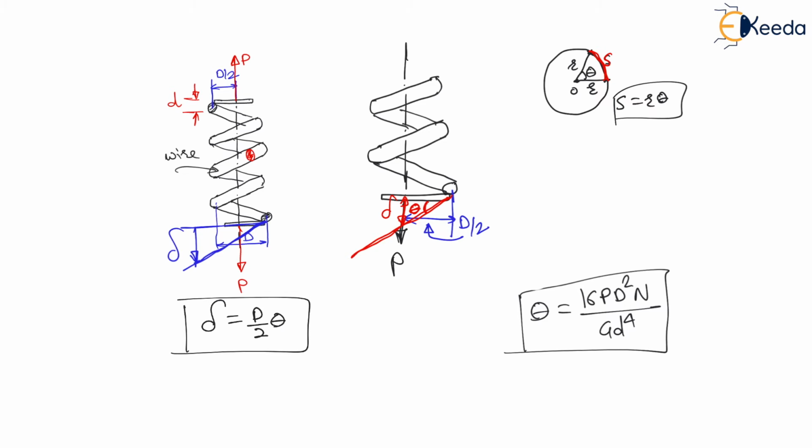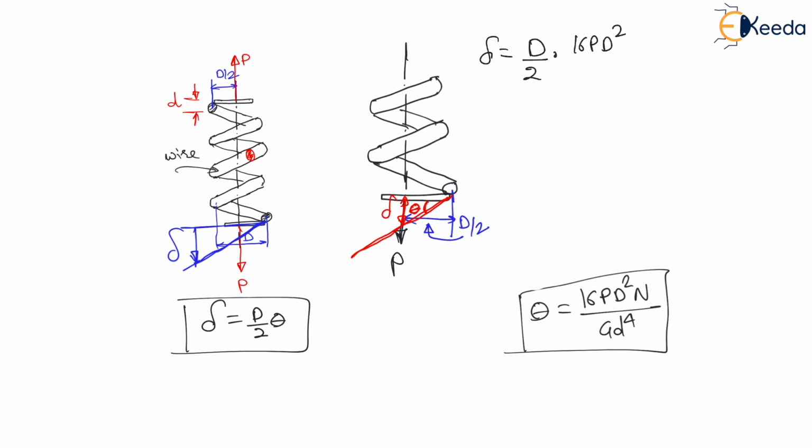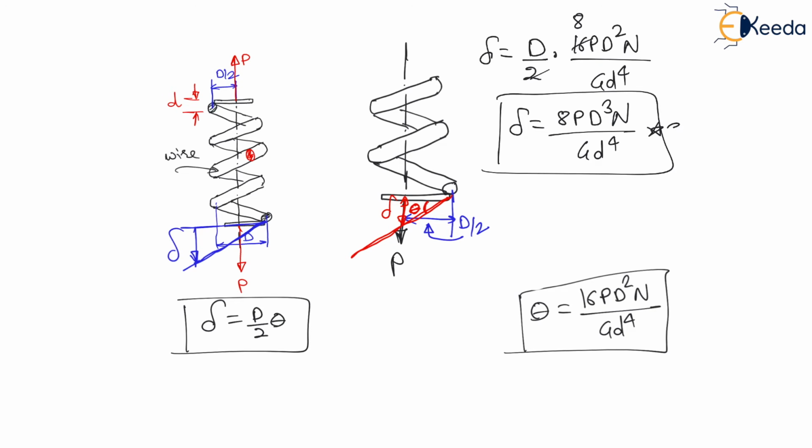So my dear students, let us put the value of theta. We have already calculated the value of theta, so let us put it here. Therefore this linear displacement delta is equal to capital D by 2 into 16 P D square n divided by G d power 4. And again, if I simplify for this delta, then this linear displacement delta will be equal to 8 P D cube n divided by G d to the power 4, because 2 will get cancelled and 1 D will multiply with D square. This will be the linear displacement formula, which is very important.